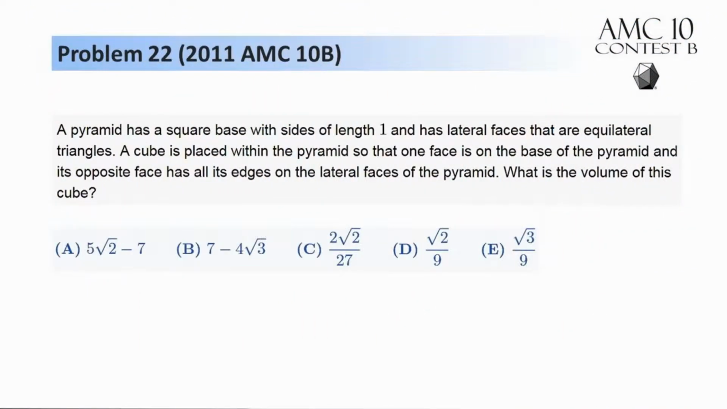Today we're looking at problem 22 on the 2011 AMC10B. A pyramid has a square base with sides of length 1 and has lateral faces that are equilateral triangles. A cube is placed within the pyramid so that one face is on the base of the pyramid and its opposite face has all its edges on the lateral faces of the pyramid. What is the volume of this cube?